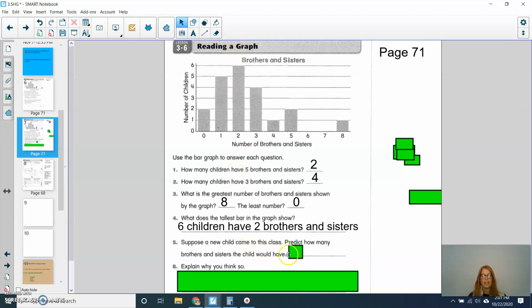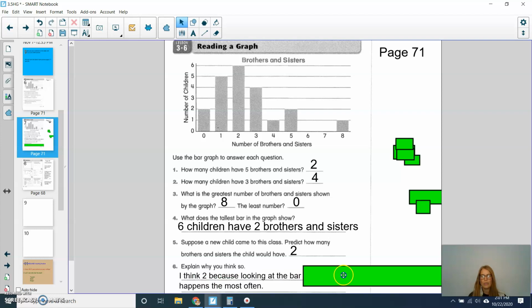Suppose a new child comes to class. Predict how many brothers and sisters the child would have. You might have a different answer than me for this one, and that's okay. But using the graph, I said that I think they'll have 2. And the reason why I think 2 is because looking at the bar graph, 2 is the one that happens the most often. So I think there's the best chance that someone new coming in would have 2.